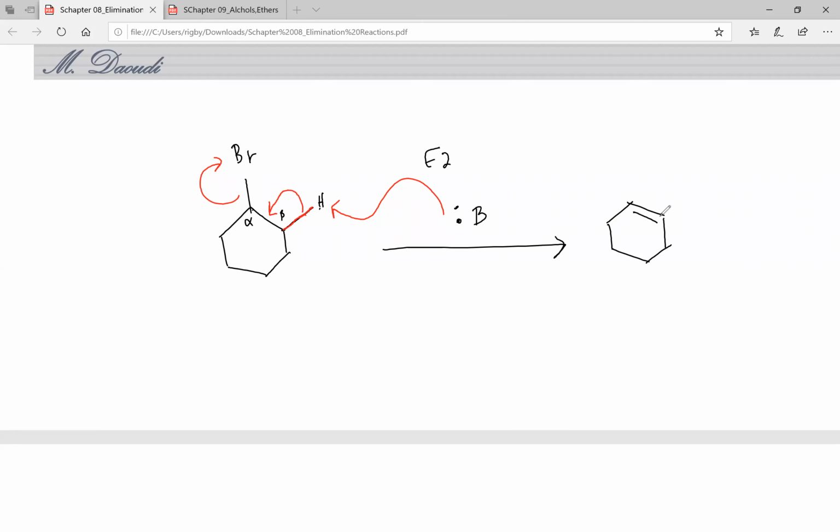For E1, it's a little bit different. It has two steps, whereas E2 is one step. I just want to demonstrate how E2 and elimination work overall, by having a leaving group leave and a hydrogen being sort of stolen by a base.